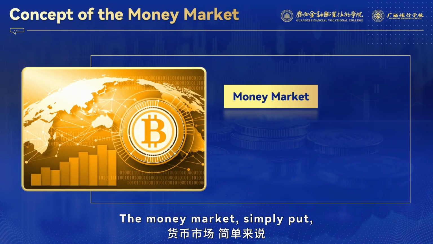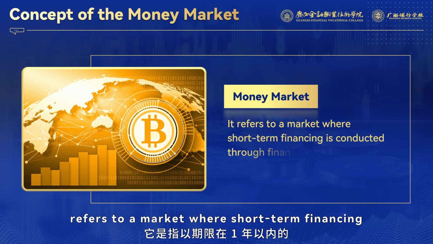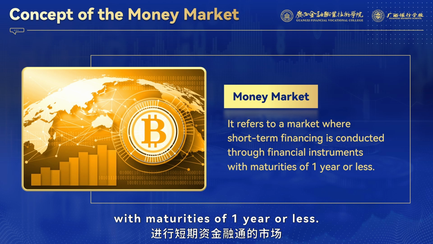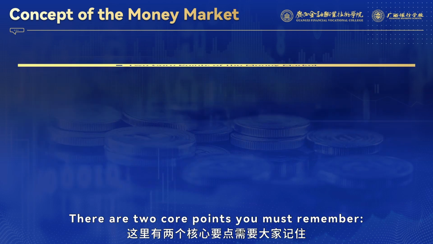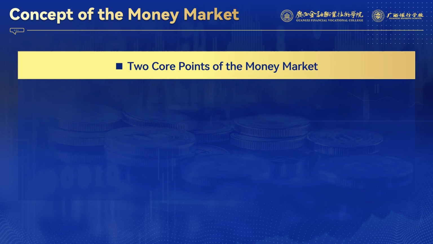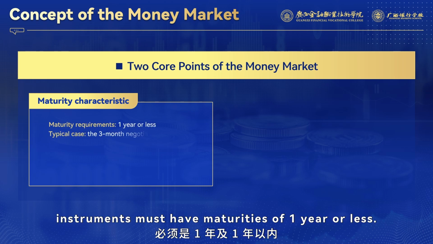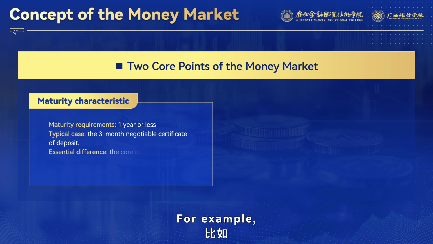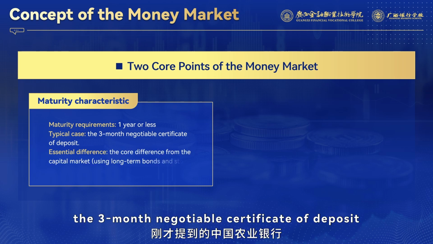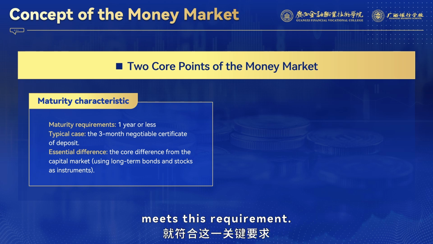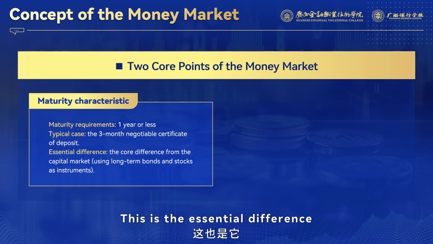The money market, simply put, refers to a market where short-term financing is conducted through financial instruments with maturities of 1 year or less. There are 2 core points you must remember. 1. Maturity characteristic. Instruments must have maturities of 1 year or less. For example, the 3-month negotiable certificate of deposit issued by the Agricultural Bank of China meets this requirement. This is the essential difference between the money market and the capital market, which uses long-term bonds and stocks as instruments.